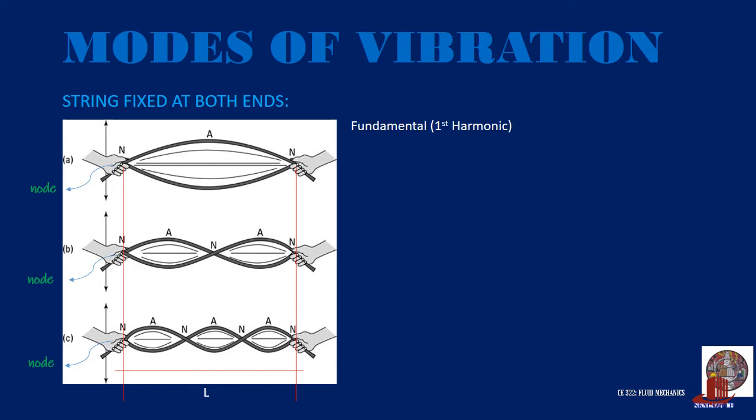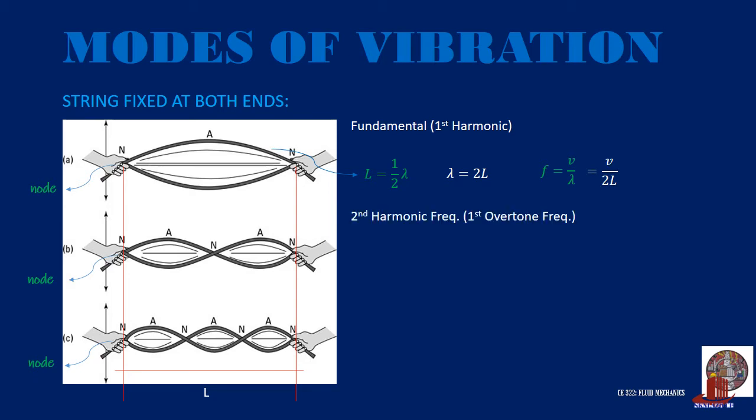The first instance is what we call fundamental or first harmonic. Note that the whole length of the string will give us half of the wavelength, so we can say that lambda is twice the length. Frequency as velocity over lambda will then be v over 2L.